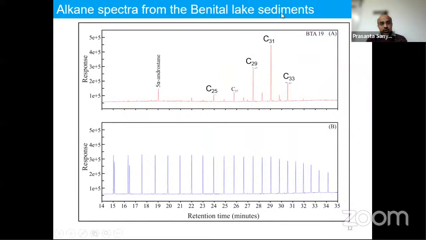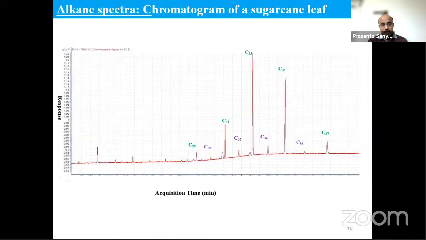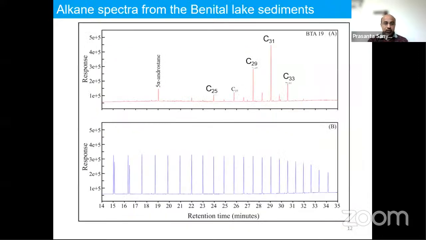Now, as I showed, the alkane pattern in the plant leaf is like this. Once the plant dies, the organic carbon or the organic matter from the plant gets incorporated into soil, and then from the soil, it is transported into the lake. So you need to make sure that during this incorporation of the alkane into the soil and then finally into the lake, the same pattern you observe in the leaf is preserved in the sediment.